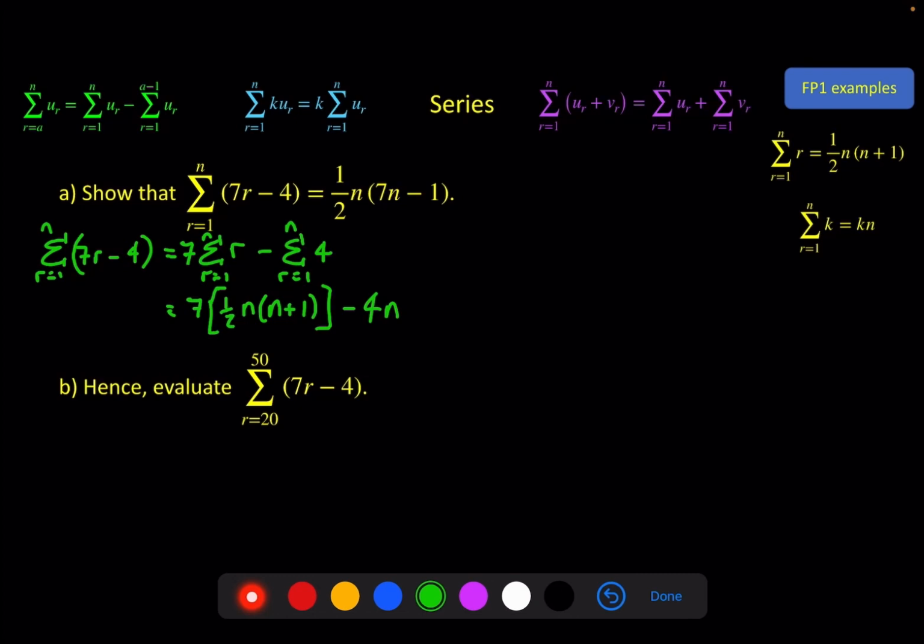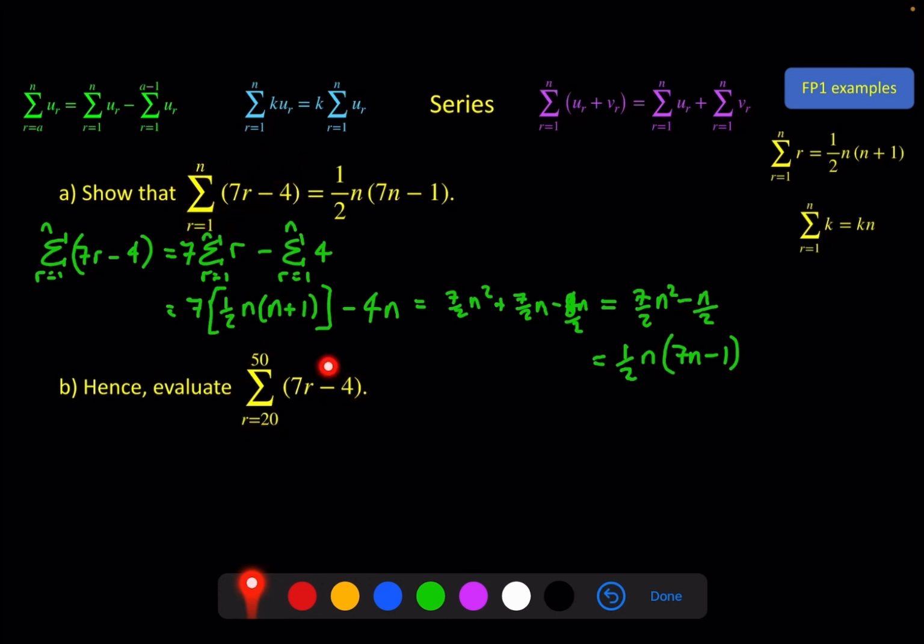So we've got 7 over 2 n squared plus 7 over 2n minus 4n. If I want to put that in the same fraction, I've got 8 over 2. So that's minus 1 over 2. And if I pull the half out the front to make it look like what they want, and pull an n out as well, that leaves me with 7n minus 1 as required. So we've shown that this is true. This formula will work for this summation, only for this summation.